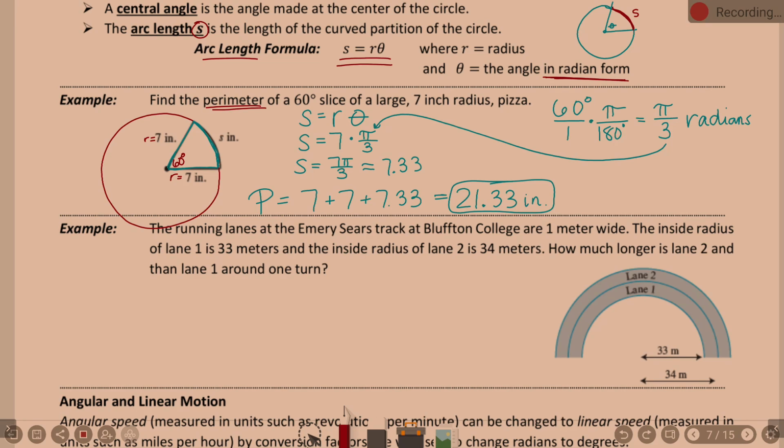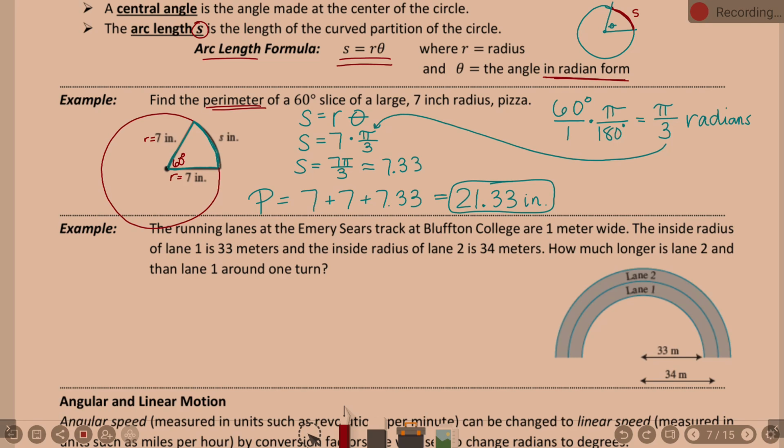So we want to know how much longer is lane 2 than lane 1 around one turn. The wording says this is 1 turn. I feel like it's 2 turns, because on a track you have turn 1, 2, 3, and 4. Normally it's just the curves and the straightaways, 2 curves and 2 straightaways. Okay, well, so maybe this is 1 turn then. This is our picture, though. This is what 1 turn is.